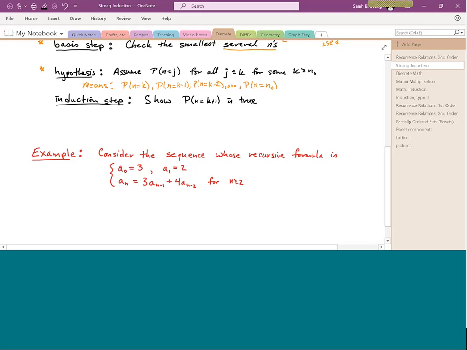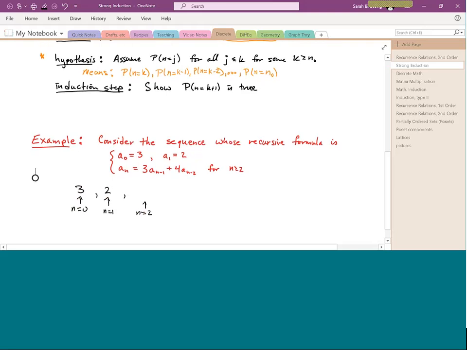So the first thing with this sequence is notice it's not given to us by its terms. It's given to us by its recursive formula. Okay? So if we actually write out this sequence, notice what we have. We've got 3, and this is when n equals 0. We've got 2, this is when n equals 1. And when n equals 2, this is where we actually have to start using that formula. So a2 right here would be 3 times a1 plus 4 times a0.